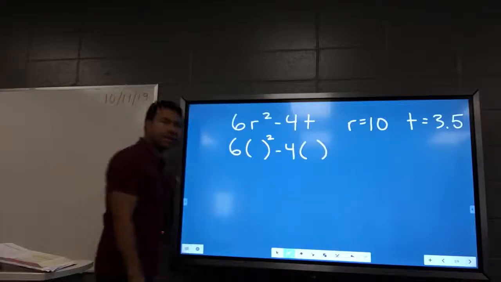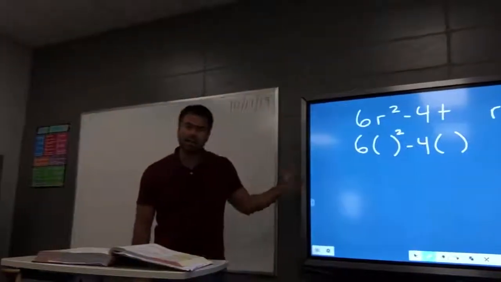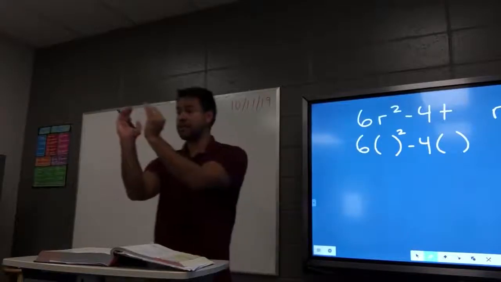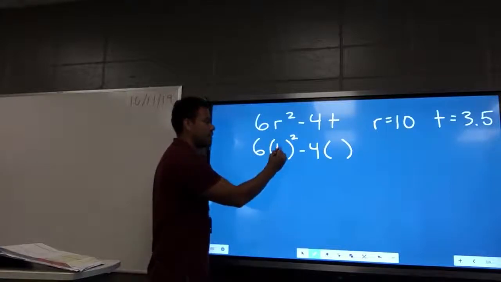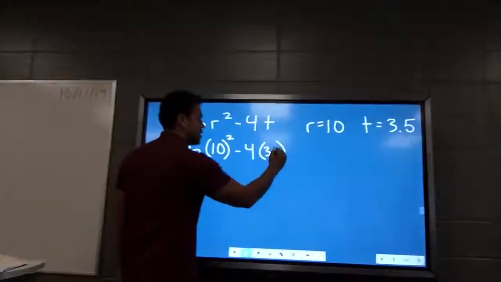Now, what did I put instead of the variables? What did I put instead of those variables? I put a set of parentheses, right? And so what should I put in for r? 10. What should I put in for t? 3.5. So that's all I did.